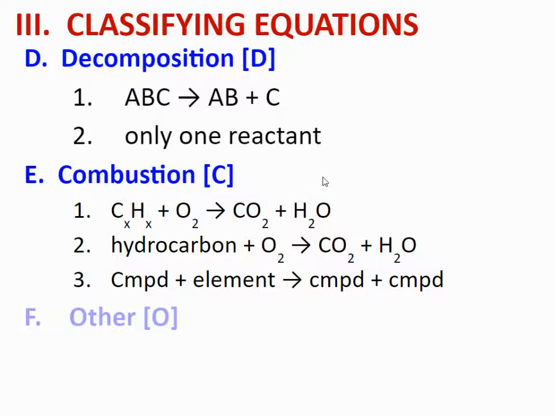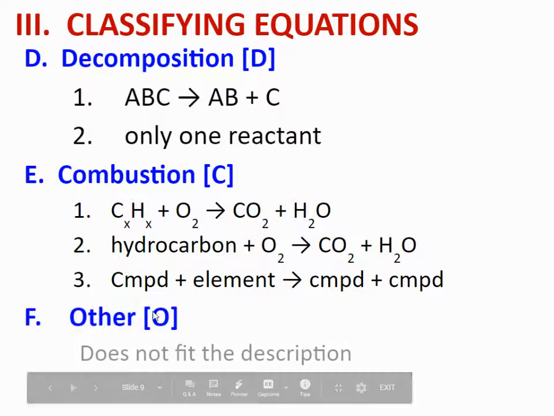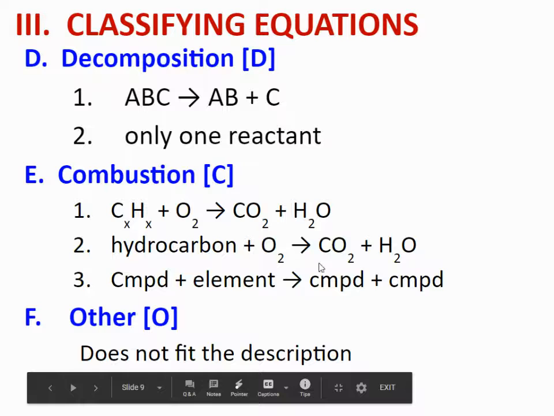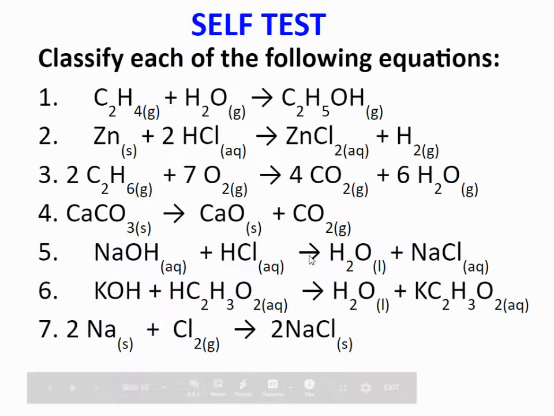Now the sixth type is going to be other, so something that does not fit any of these descriptions. You don't have to worry about that. If you find something on your homework like that, then it is probably a mistake on my part, but you'll put an O, that's all you have to do. Now, remember, combustion can be determined by the second area, so make sure you understand that.